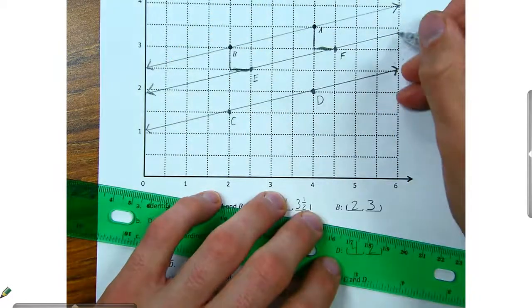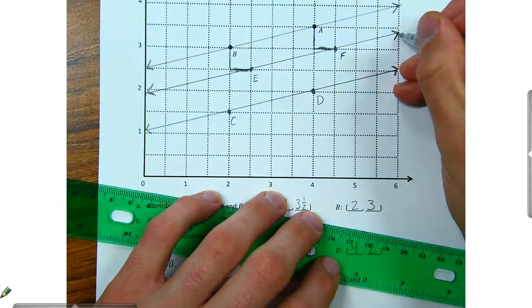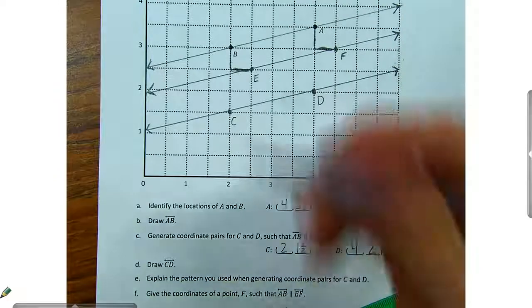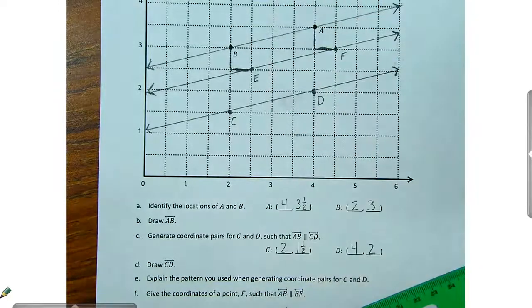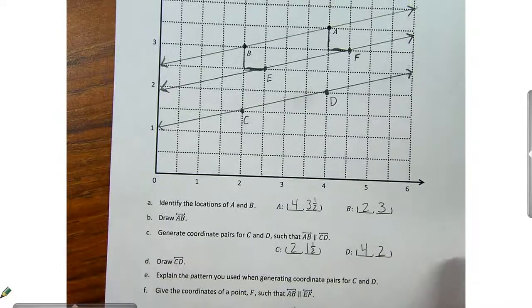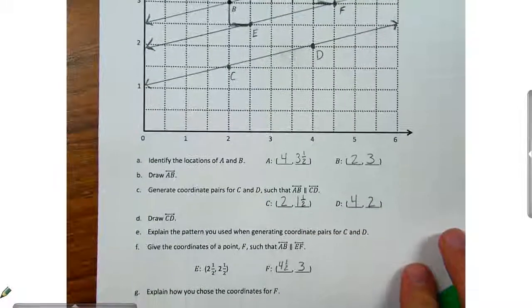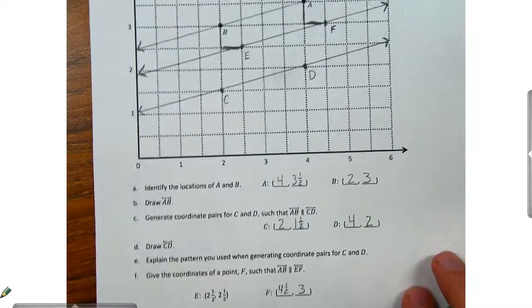So it's not just necessarily for the first line we did with 2 lines we moved that point just down, but we can also move down and over 1, or we can move over to the right 2 or over to the left 2. As long as whatever we do to point A, we do the same thing to point B, then we're going to end up with a parallel line. So in EF, we moved down 1 and then over 1 and got another parallel line EF. So that's how we got the coordinates for F.